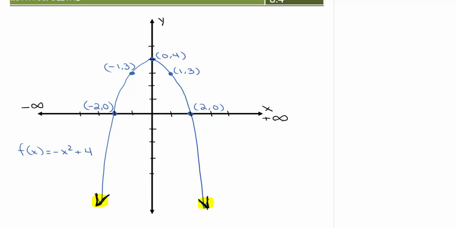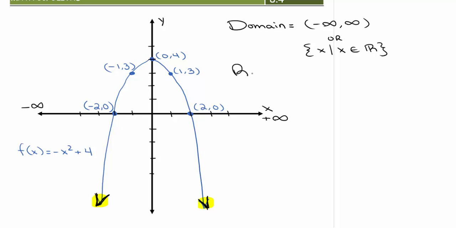So my domain is going to be the open interval from negative infinity to infinity, or another way that we could write this would be the set of all x such that x is an element of the set of real numbers. My range, these are the y values, so instead of looking from left to right, I'm going to look down, up.